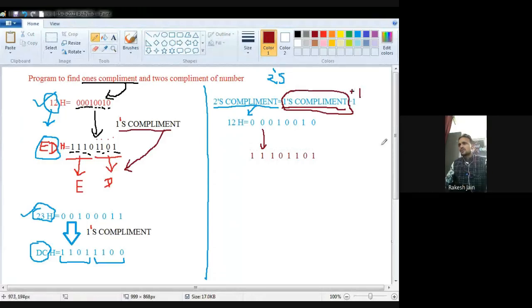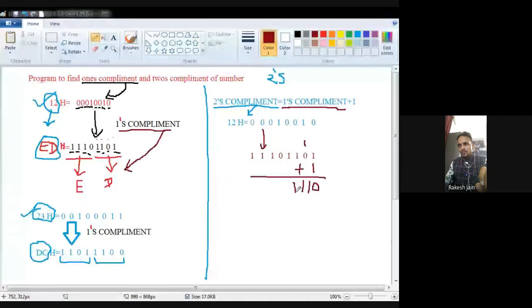Now what is the formula for finding out the 2's complement? 1's complement plus 1. So I have to add 1 with this. Now what will be my answer? 1 plus 1 is 0, then carry 1. 1 plus 0 is 1. So my answer will be this.